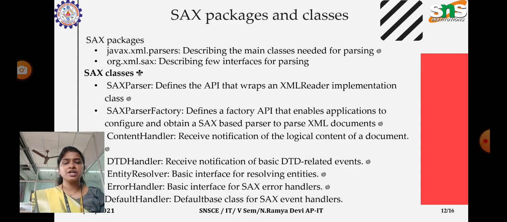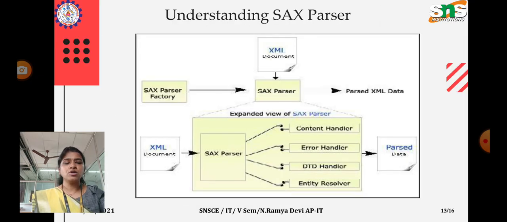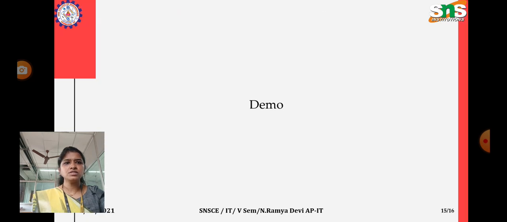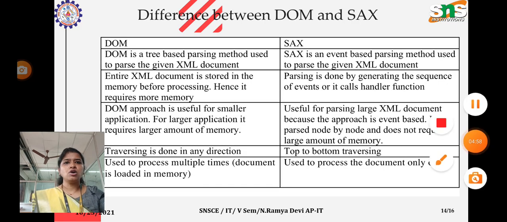The SAX packages have classes called SAXParserFactory, and then the handlers like ContentHandler, DTDHandler, EntityResolver, ErrorHandler and DefaultHandler. So this is the overall picture of a SAX parser. Here the XML document is given as an input to the SAX parser, and the handler handles it and defines the parsed data.